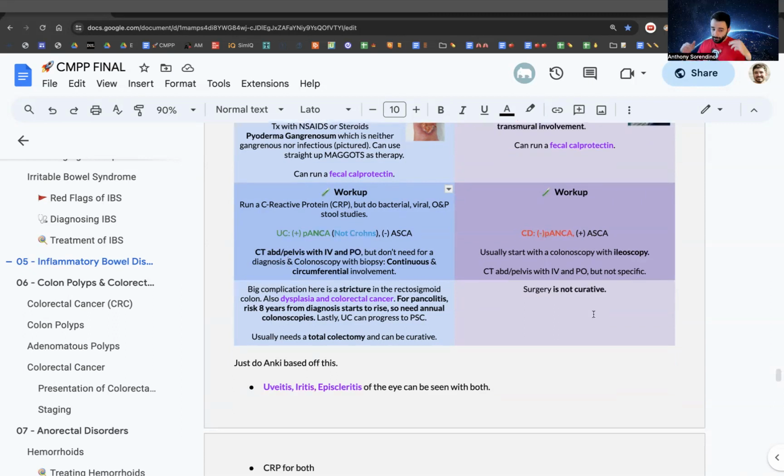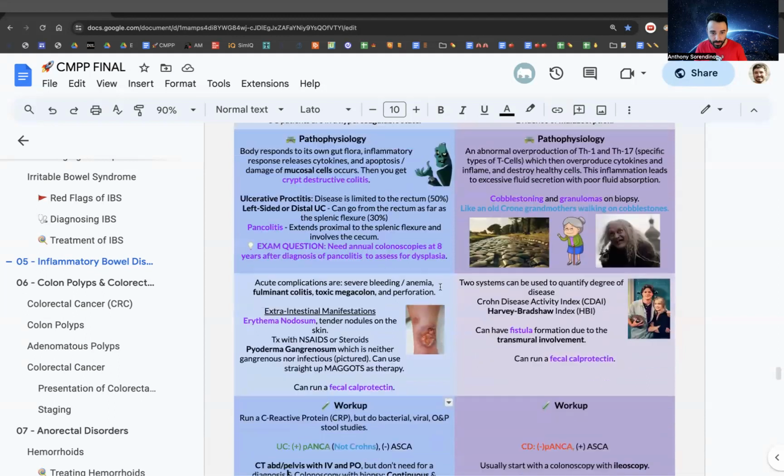Okay. Huge thing here. For ulcerative colitis, a total colectomy can be curative. That's huge for this. And it's a total colectomy. They take out the entire colon. That's crazy. A big complication, though, is a stricture in the rectosigmoid colon. You can also see dysplasia and colorectal cancer. That's why we're going to do annual colonoscopies every 8 years.